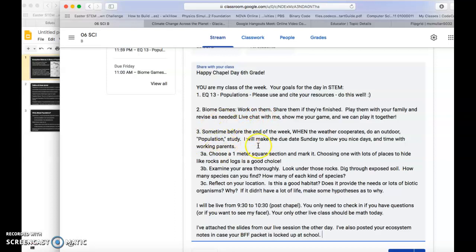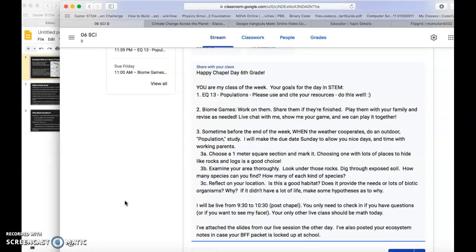Sometime before the end of the week, I'm asking that you do an outside population study. It's really good for us to be outside right now, so I want you to go outside. When we do a population study, we're doing population counts, just like scientists do. So you're going to find a square 1 meter by 1 meter area, and I recommend choosing one that you think is going to be filled with life because it makes it more interesting.